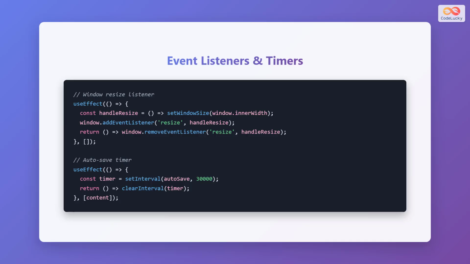Here are more examples of using useEffect for different side effects. The first useEffect sets up a window resize listener. It defines a handleResize function that updates the window size and attaches it to the window's resize event. The cleanup function removes the event listener when the component unmounts, preventing memory leaks. The second useEffect sets up an autosave timer using setInterval. It calls the autosave function every 30,000 milliseconds, that is, every 30 seconds. The cleanup function clears the interval when the component unmounts, ensuring that the timer doesn't continue to run in the background.